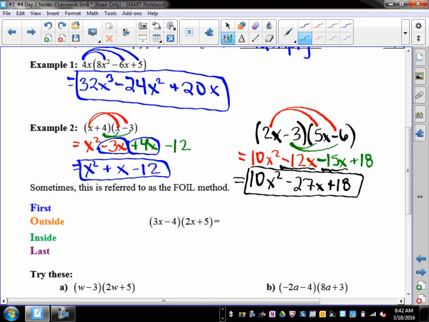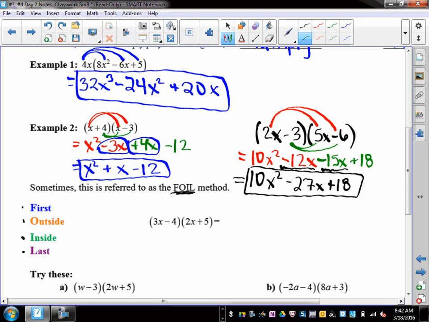Okay, so we have an acronym we use to help us remember this called the FOIL method. You'll hear us use this term over and over again. We'll say FOIL it out, FOIL it. So FOIL stands for first, your first terms, outside, your outside terms, inside, your inside terms, and last, your last terms. It's what we just did.